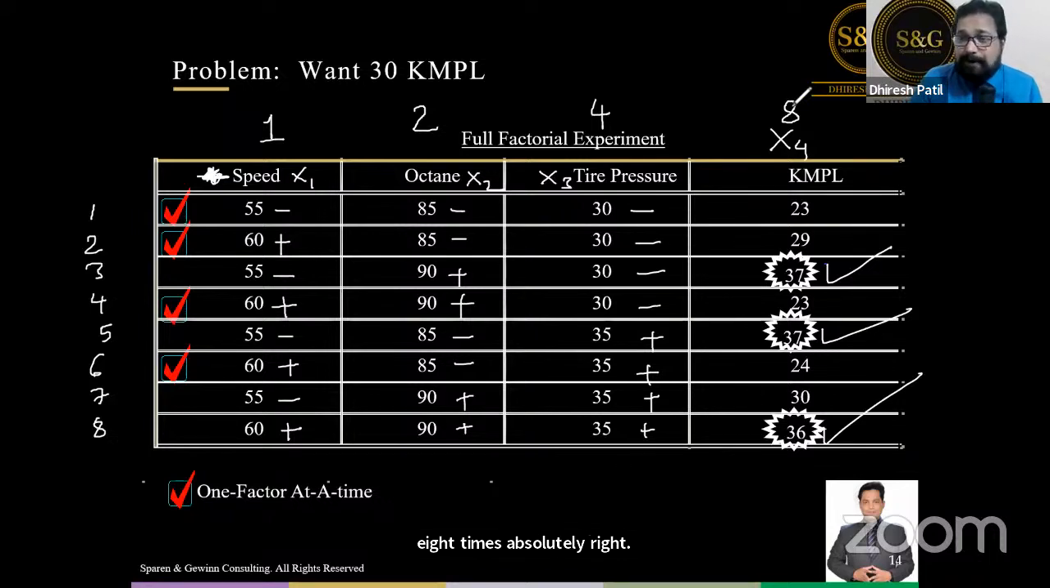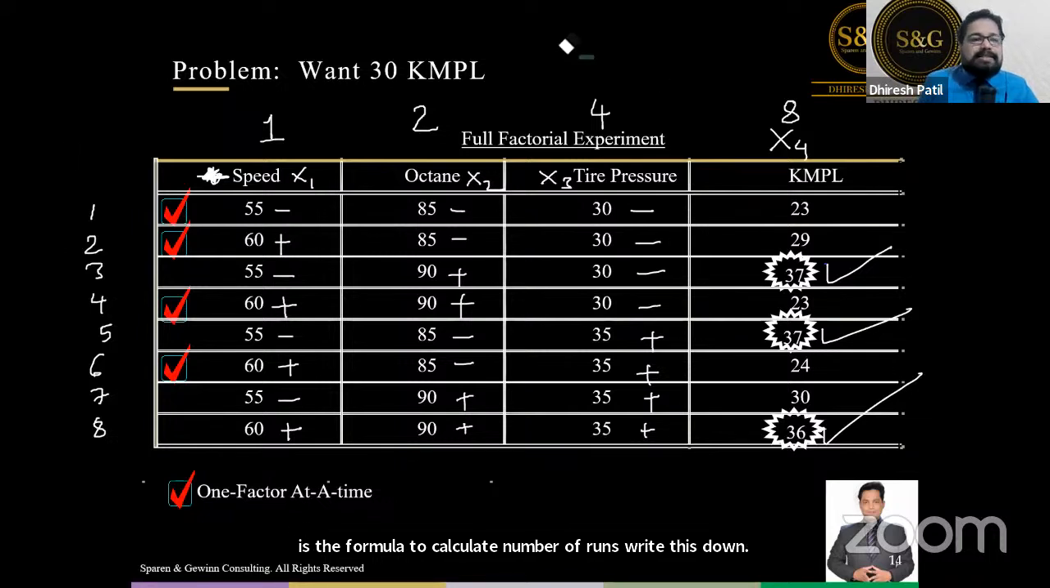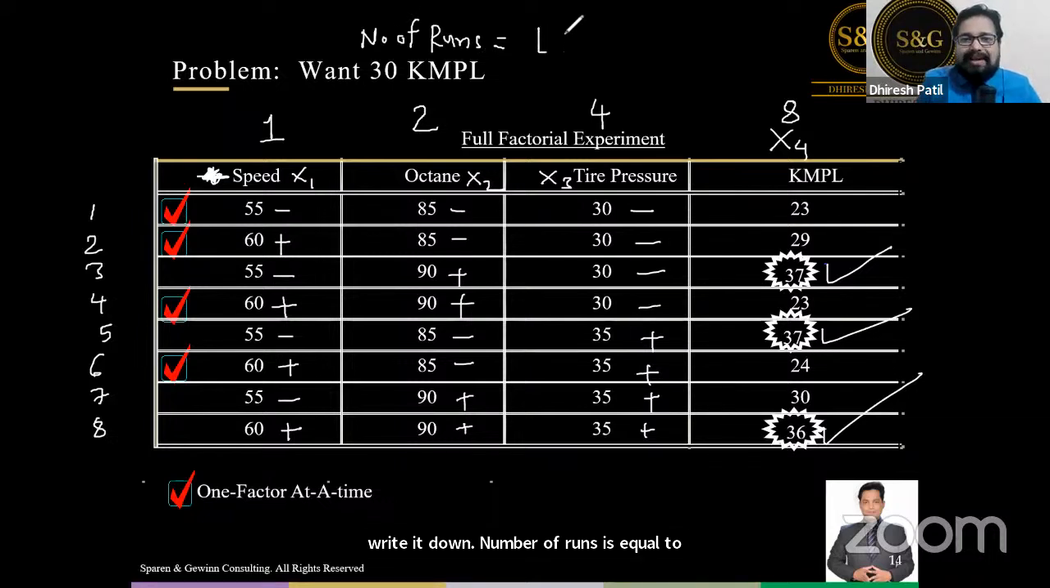And if we have 4 factors, the runs will become 16. What is the formula to calculate the number of runs? Write this down. Formula to calculate the number of runs. Number of runs is equal to L raised to F, where L is equal to levels, F is equal to factors.